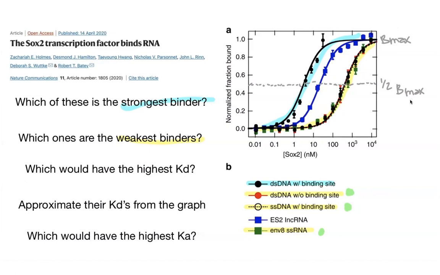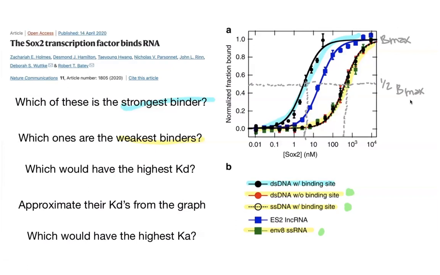Okay, so now we're going to go down and find where the half Bmax intercepts our curve. In this case, we're going to get something in between 1 and 10 nanomolar for the strongest binding, the double-stranded DNA site. And in the case of our weaker binders, they're going to be somewhere between 100 and 1,000.